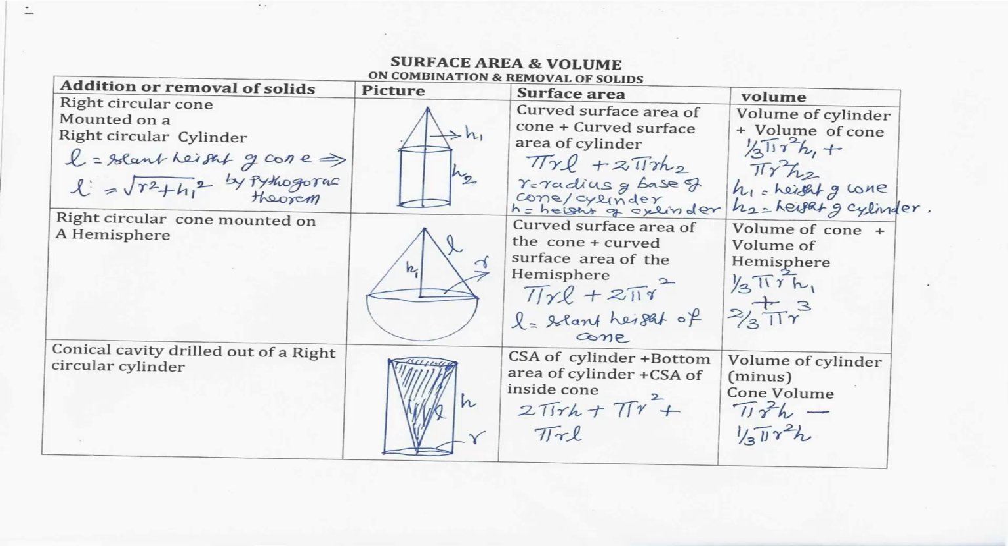Volume of cone plus volume of hemisphere will give the total volume of the solid. That is 1 by 3 pi r squared h1 plus 2 by 3 pi r cubed.